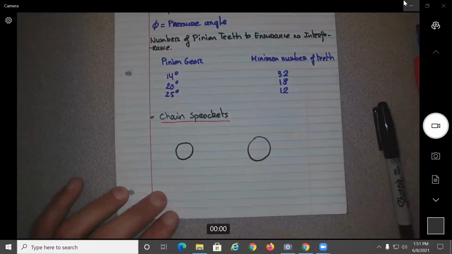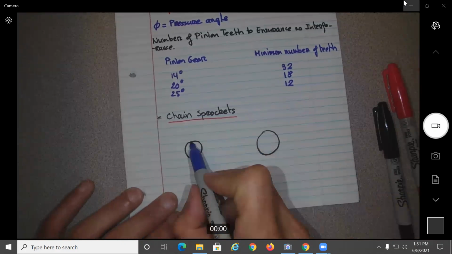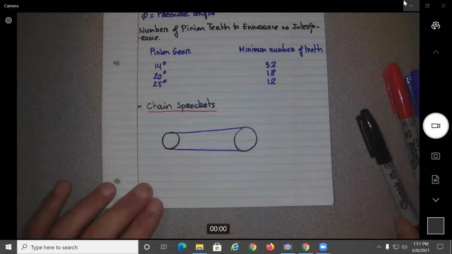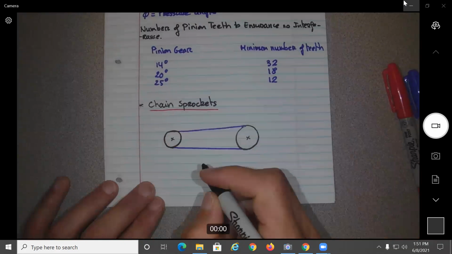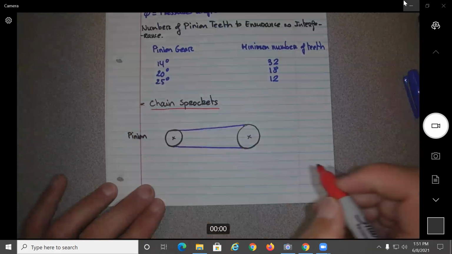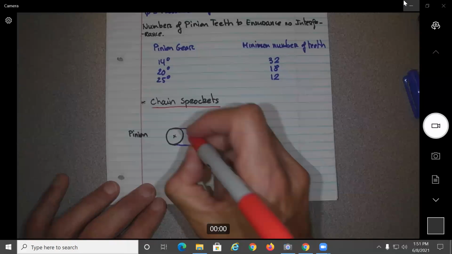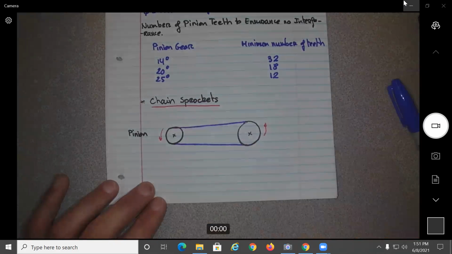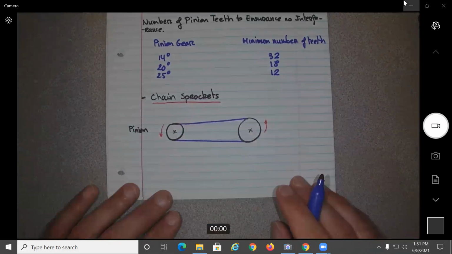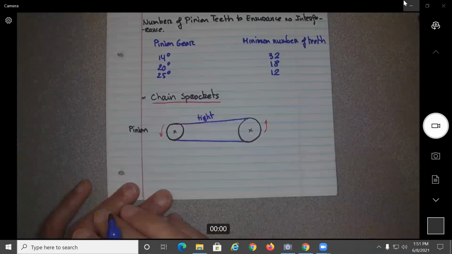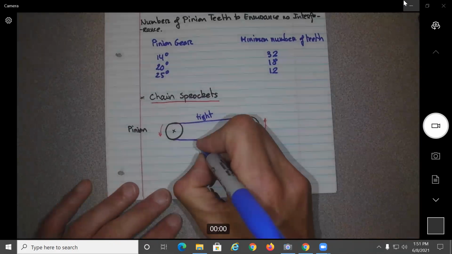So if you have a chain, this would be the pinion. I'm doing the pinion, so this will be the one connected to the engine. Let's say this is rotating this way. What is the reality that you have in a chain? You're going to have one side which is tight, and then generally on the lower side you will have some slack.